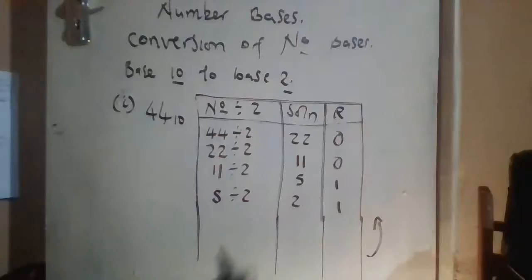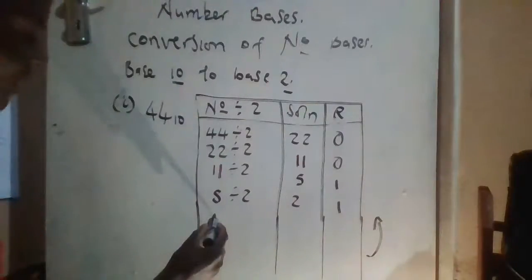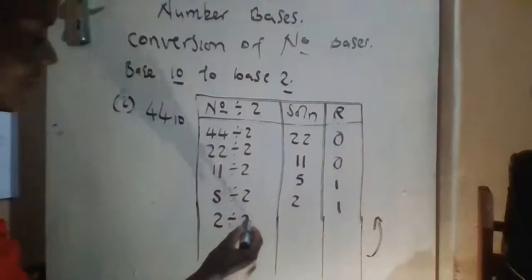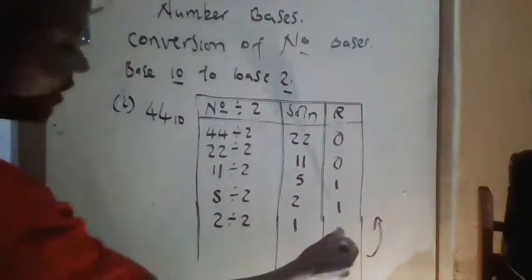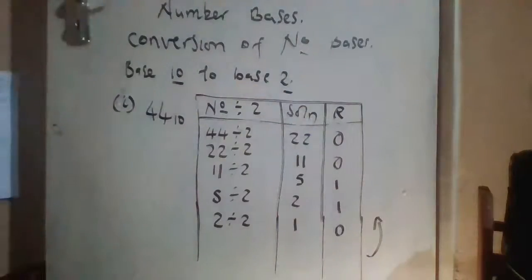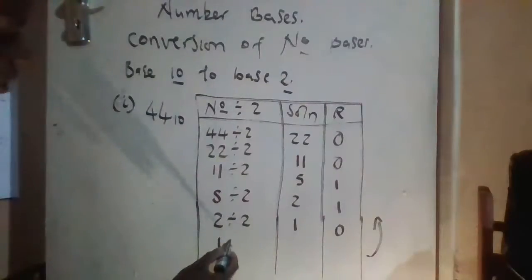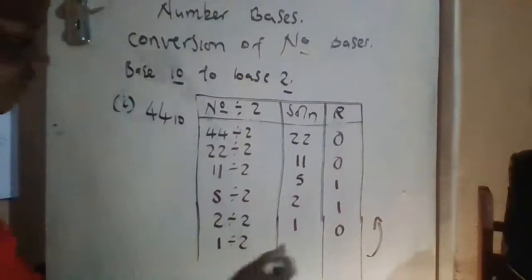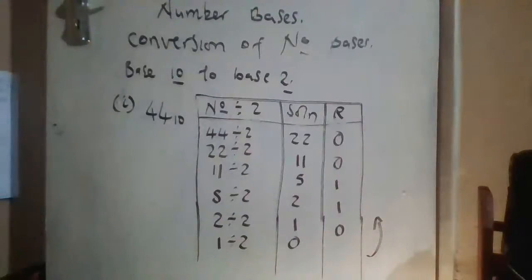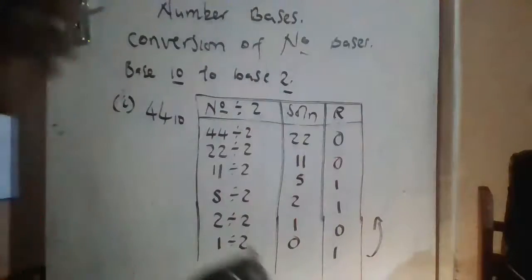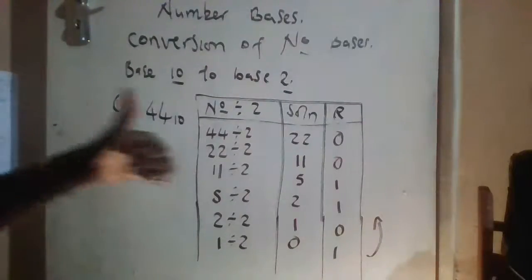So that means okay. And now we have a 2 right here. 2 divided by 2, the answer is 1. Is there a remainder? No. Now, what about the solution which is a 1? So 1 divided by 2, guess what? It cannot. But then there is a remainder. The remainder is 1.